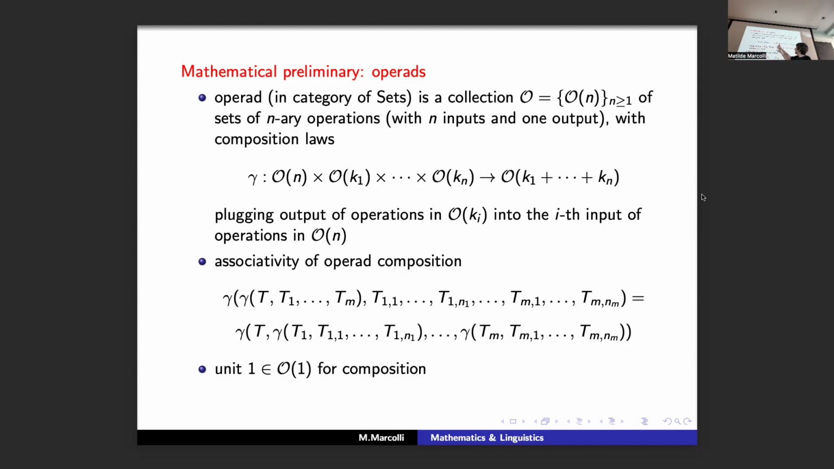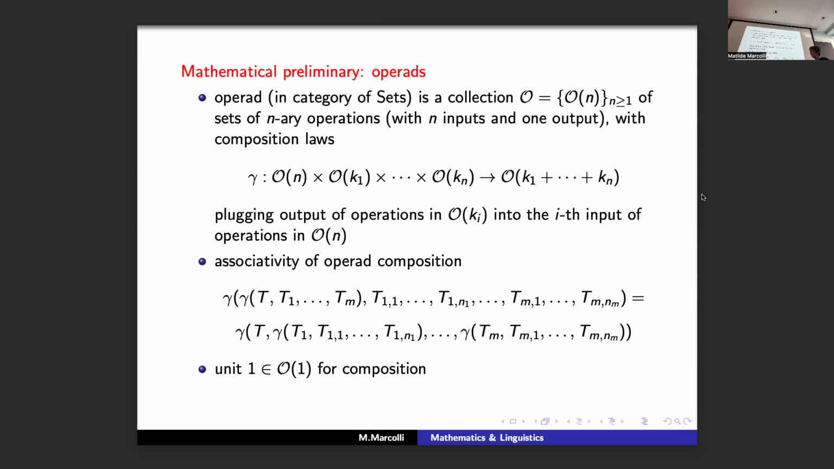And you get something that has as many inputs as all the inputs that you had here. The inputs here are being saturated by these outputs. And so the resulting operation that you obtain has still this many inputs and one output. Okay. So you plug each output operation of this into the input operation of the other one. And you require some consistency of how to do this. And so you require an associativity of the operad composition.